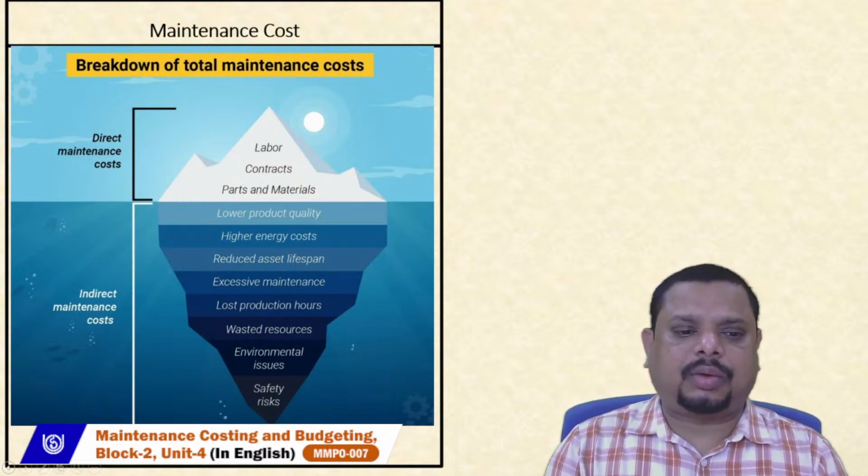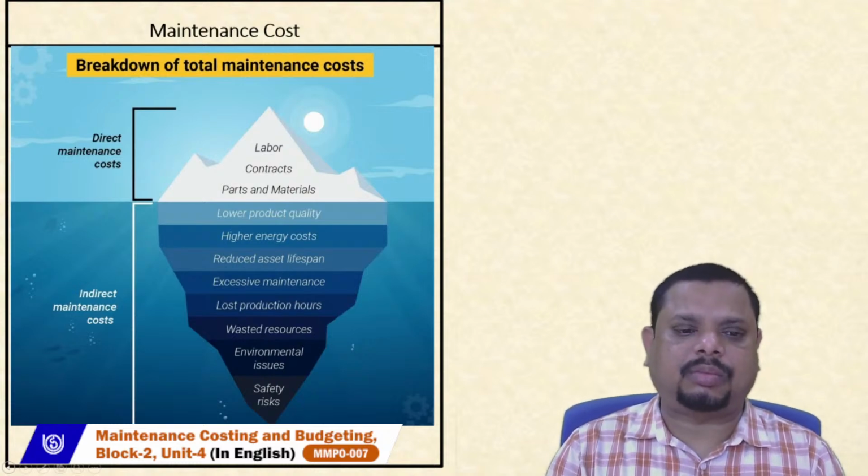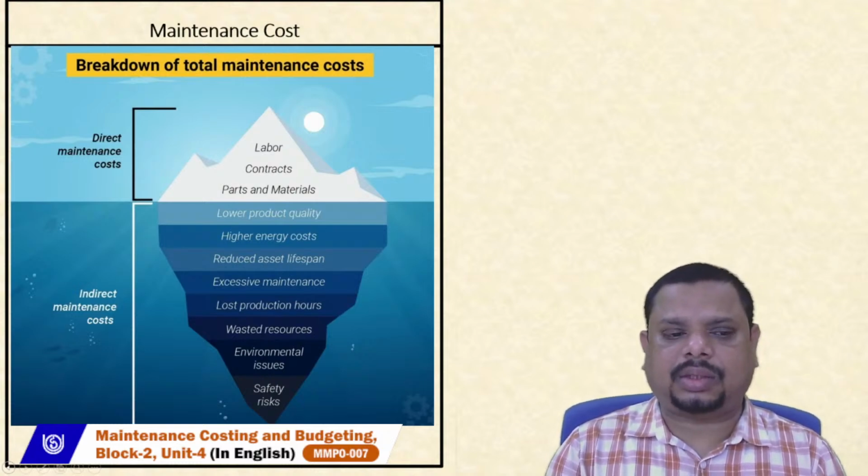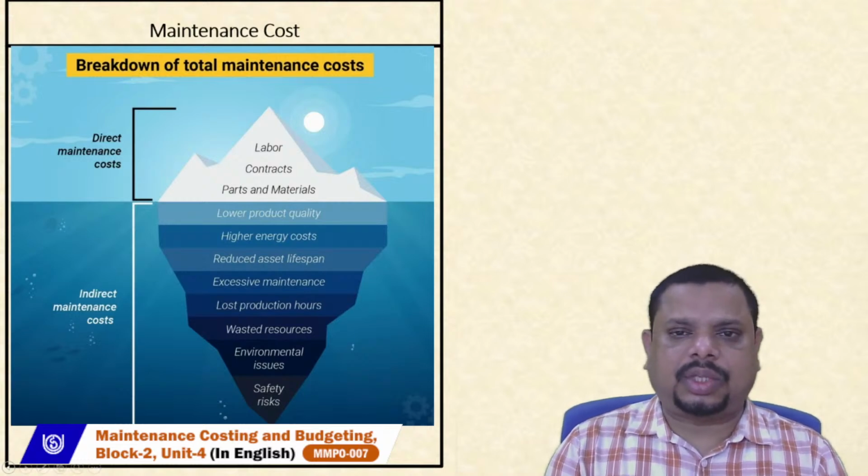The next important part is indirect maintenance cost, that means lost production hours, then wasted resources, and the next important part is environmental issues. And the last indirect cost is directly involved with the engagement of a large volume of labor, which is safety risks. So these are the different breakdowns of total maintenance costs.